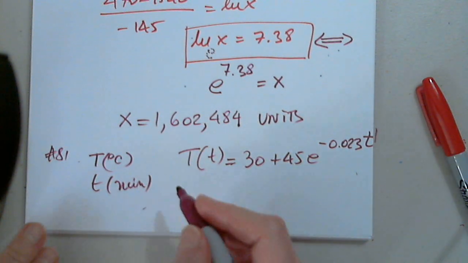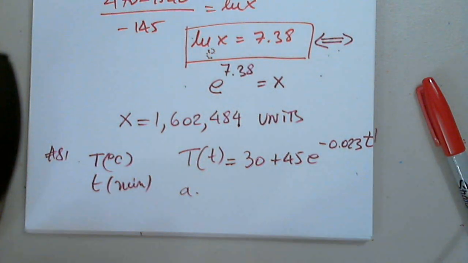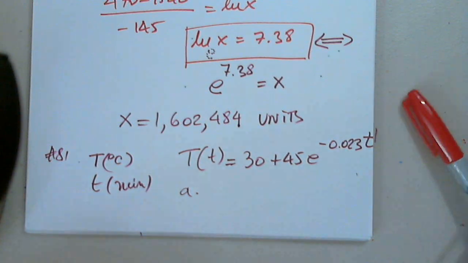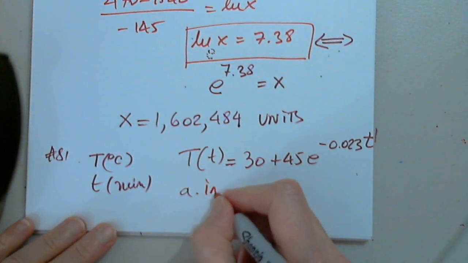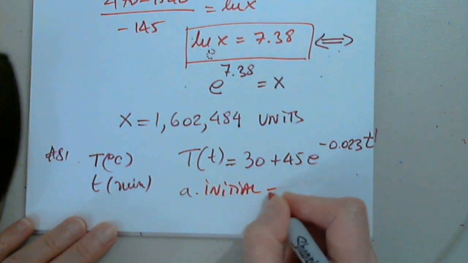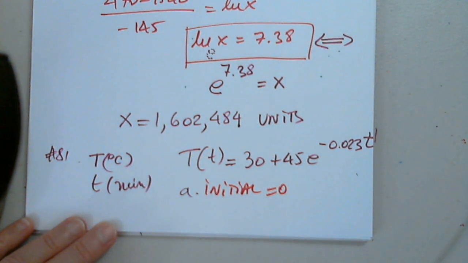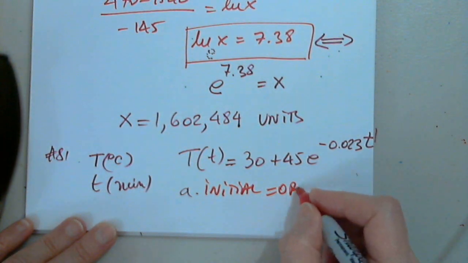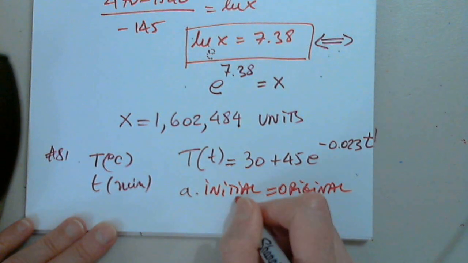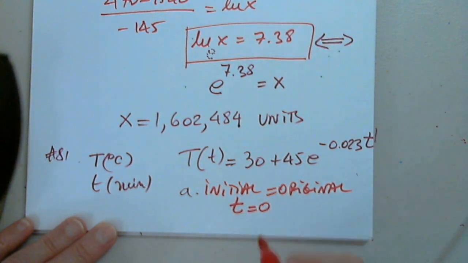What was the original temperature of the hot coffee? Part A, original. What does original or initial always represent? Initial, zero. Yes. Initial or original is always time equals 0.